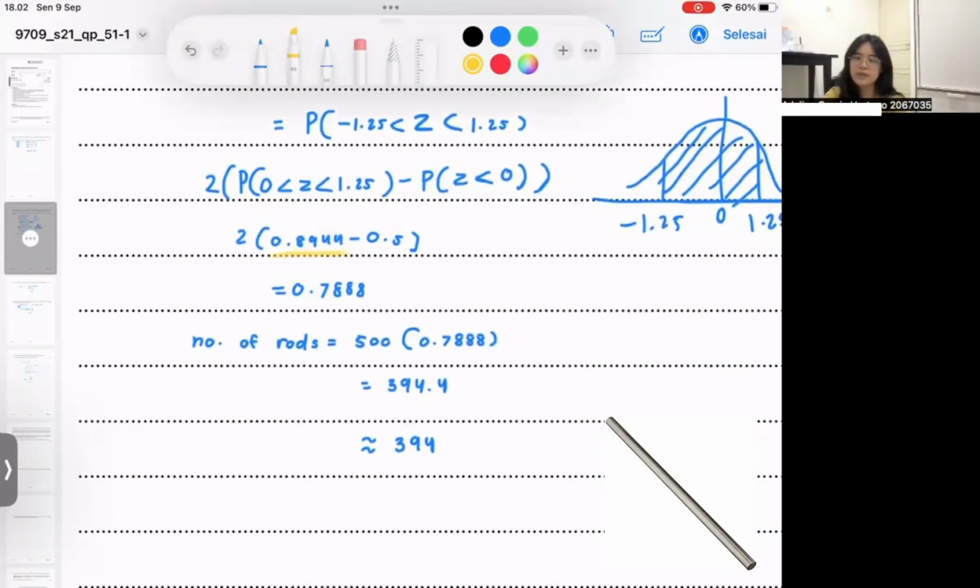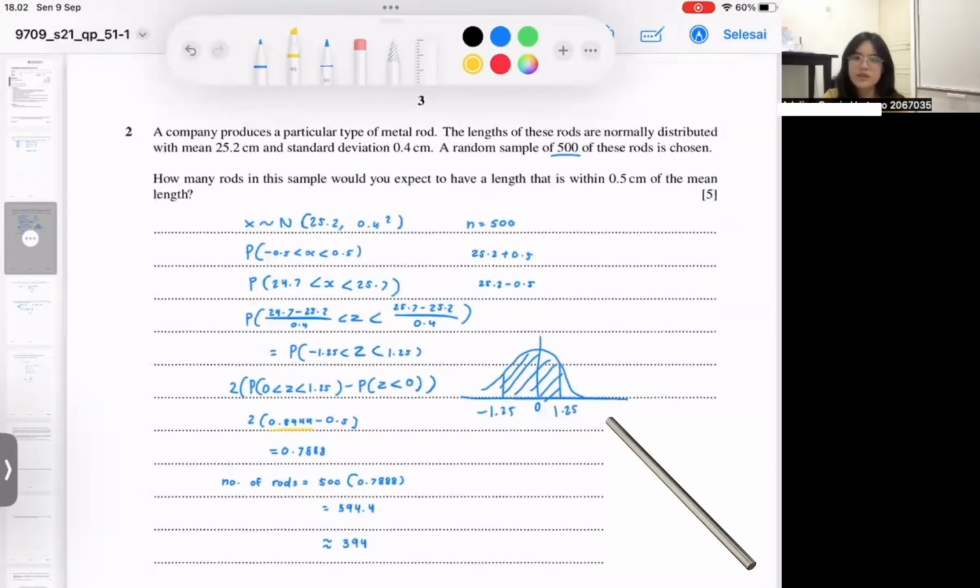Looking back at the question, we can see that they have given us a sample of 500 rods. So we multiply 500 by 0.7888 to get the final answer, which is 394.4.